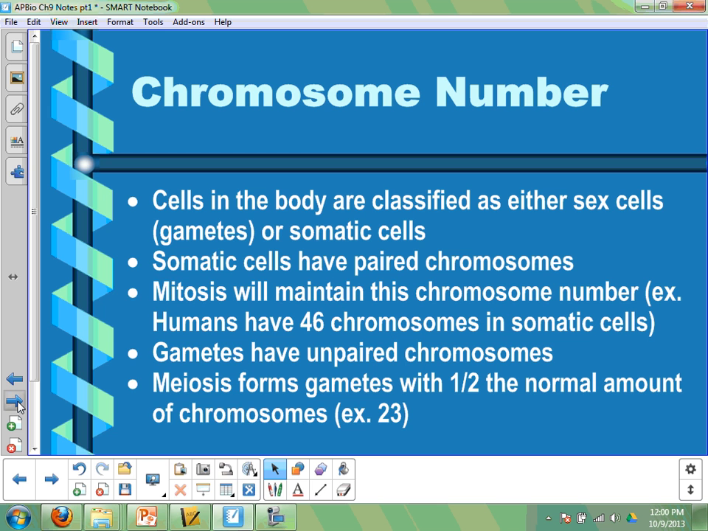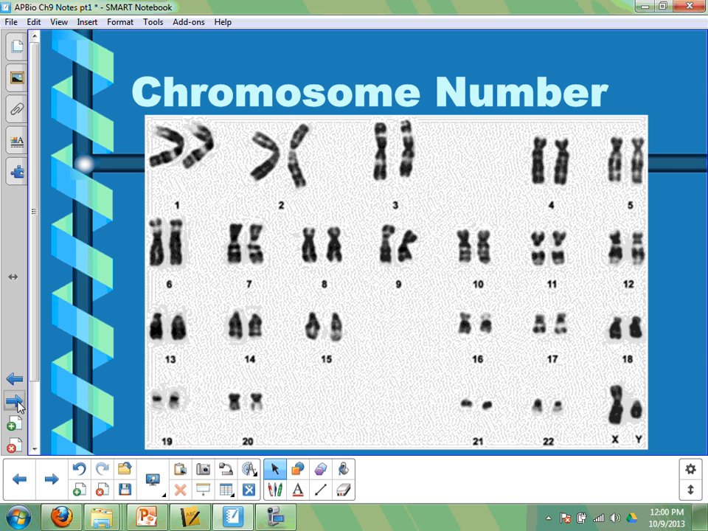the normal amount. And if you pick any other species, if a species has something like 104 chromosomes in a somatic cell, then there'd be 52 in a gamete. It's always going to be half the normal amount. And so the chromosome number, like I said, is going to be crucial as we're doing cell division.